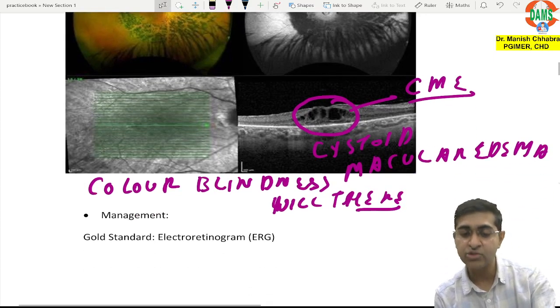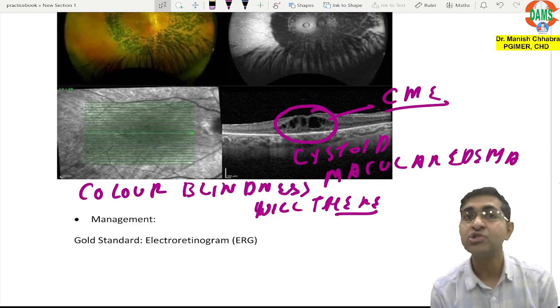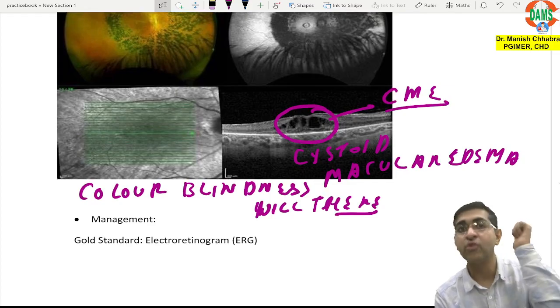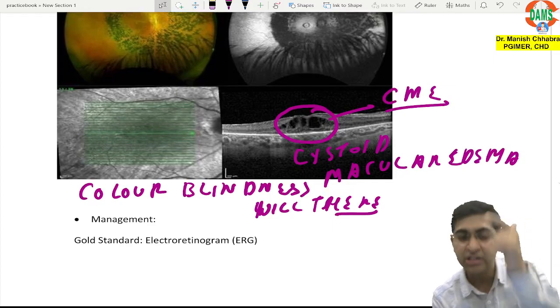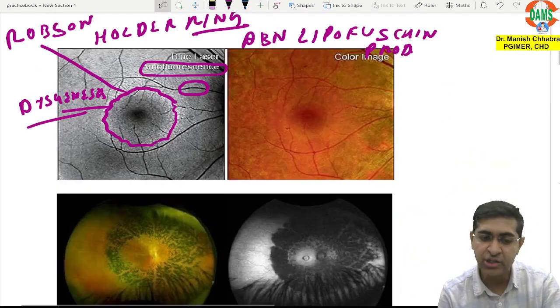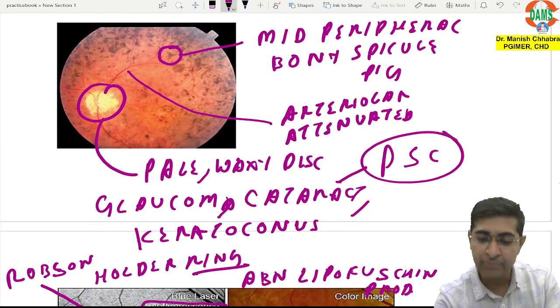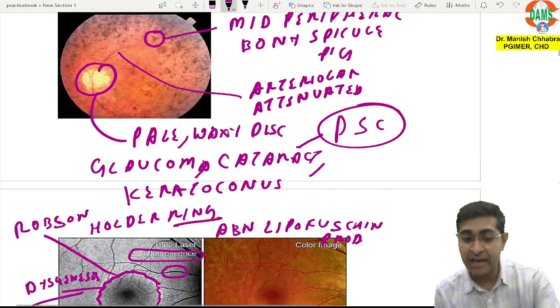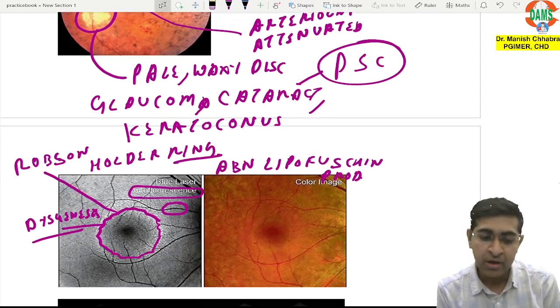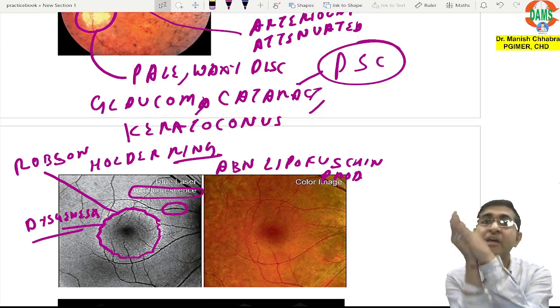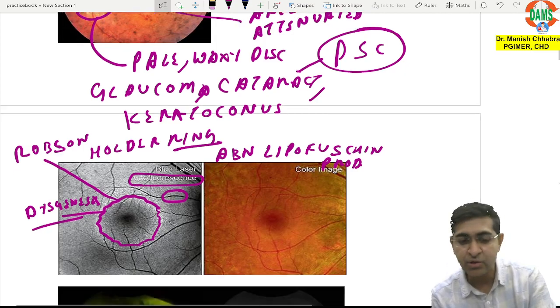So color blindness. When the patient comes to you, you have to, of course, examine the fundus. You have to look out for cystoid macular edema. If there is cataract, which type of cataract will be there? It will be typical posterior subcapsular cataract. It can be associated with glaucoma, and this glaucoma, of course, is classified under secondary glaucomas because they are associated with some other cause, which is retinitis pigmentosa here.